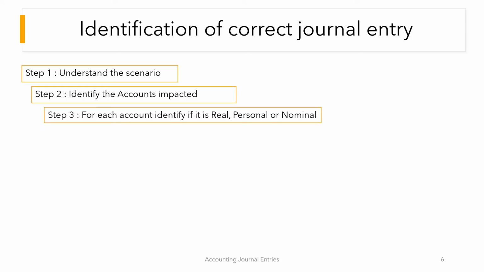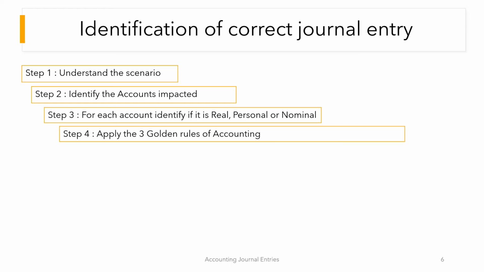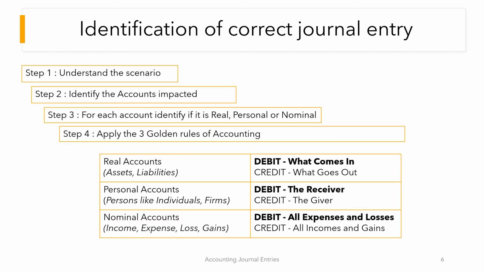Step 3, for each of the accounts impacted, you'll have to identify if it is a real account or a personal account or a nominal account. Step 4 is to apply the 3 golden rules of accounting depending on the nature of the account which you are identifying in step 3.